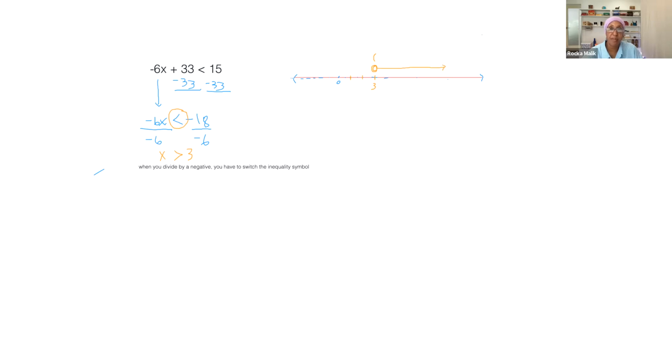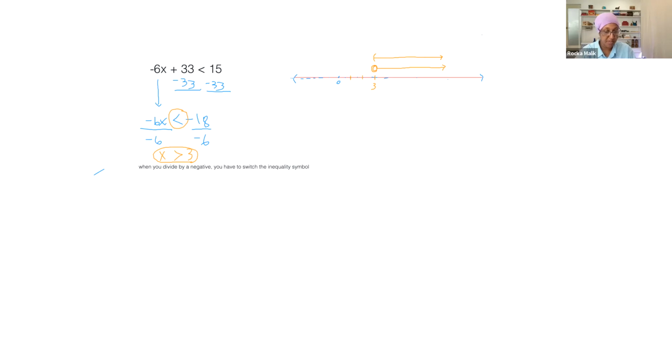And some graphs would have an open parenthesis and go to the right. That shows that your answer doesn't include 3, but everything just to the right of it. So for the closed circles, is it like when it's equal to? Yes, when it's less than or equal to. Exactly. Because that shows that that is an answer and everything to the right or left of it.